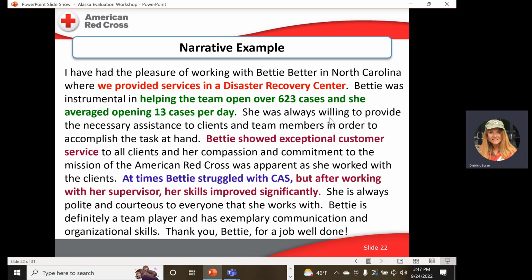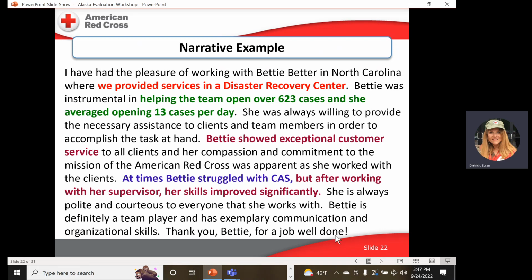She was always willing to provide assistance to team members in order to accomplish the task at hand. So, this shows that she's helpful. It shows that she's flexible. Great customer service. Okay, positive, positive, positive, positive. And then she struggled with CAS, but after working with her supervisor, her skills improved significantly. Okay, so that's where she sandwiched it in. And then the positive again, she's polite and courteous, team player, and has great organization skills.